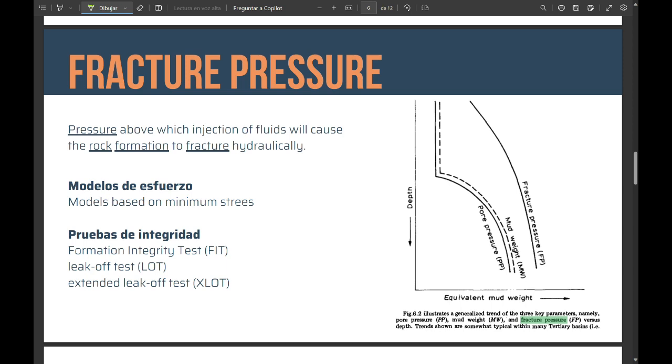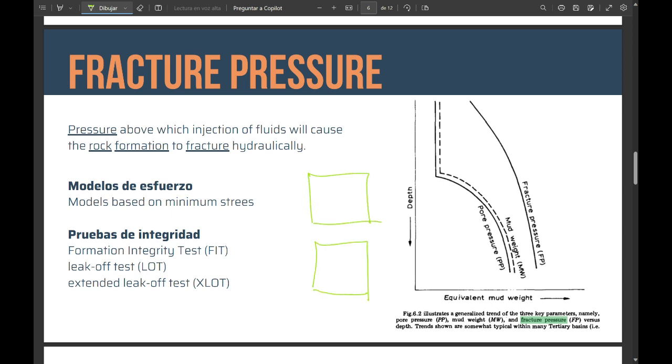That means that these models do not consider the stress of the rock. It means that they are going to represent the pressure needed to open and extend pre-existing fractures, and however, if it is already an open fracture, the minimum stress is going to be less. Okay.